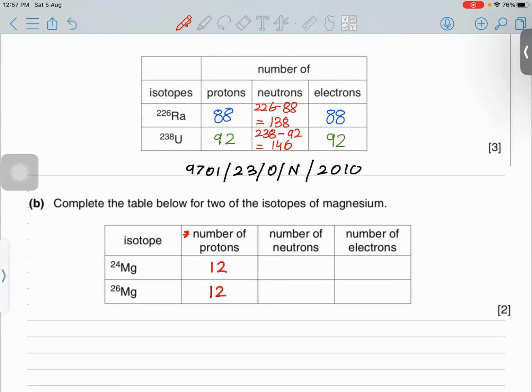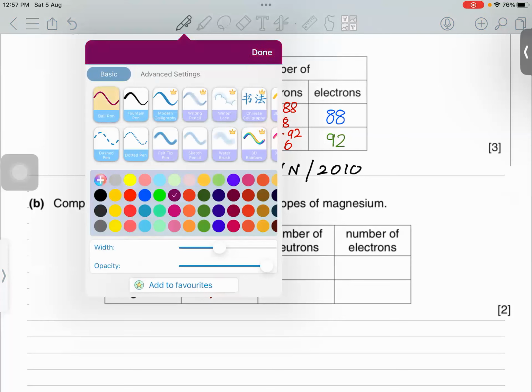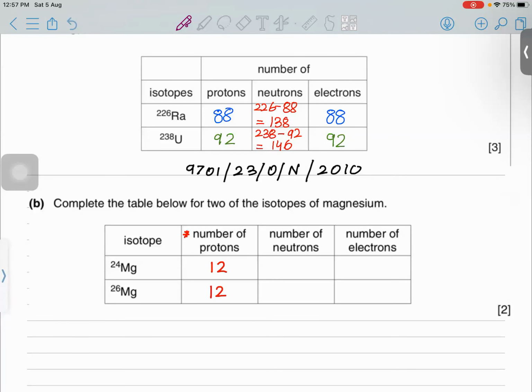Okay. Now, how do you find the neutron number? So 24 minus 12, and then 26. Very good. 24 is the nucleon number. Subtract proton number from nucleon number, and you will get the neutron number. Now, for the magnesium 26, 26 minus 12 is 14. So subtract proton number from nucleon number.